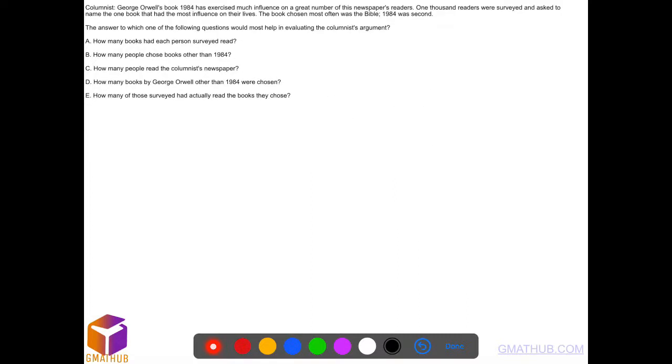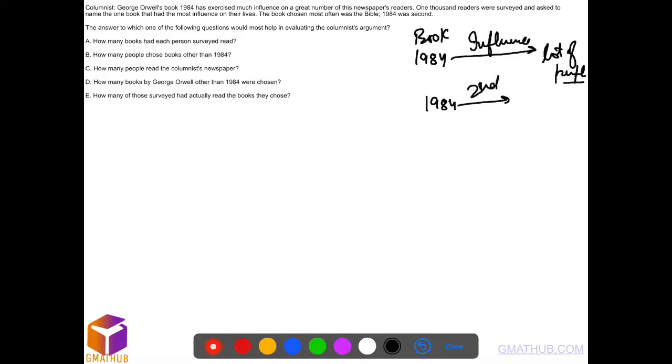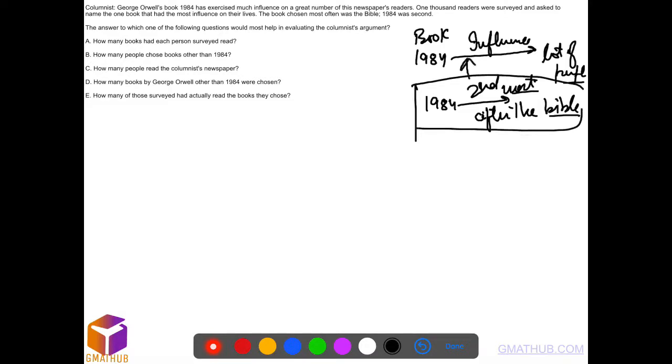The reasoning here is that this book, whose name is 1984, has a lot of influence on a lot of people. Okay, that is the conclusion. And it is based upon what? 1984 came in at second place when people were asked which book has the most influence on their lives, after the Bible. So this reason is taking us to this conclusion.